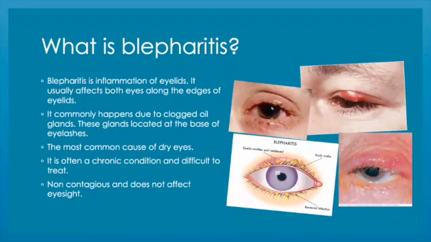So, blepharitis is an inflammation of the eyelids. It usually affects both eyes along the edges of the eyelids. It commonly happens due to clogged oil glands, which are located at the base of the eyelashes. It is known as the most common cause of dry eyes, and it's often a chronic condition which is difficult to treat. It's non-contagious and does not affect eyesight.